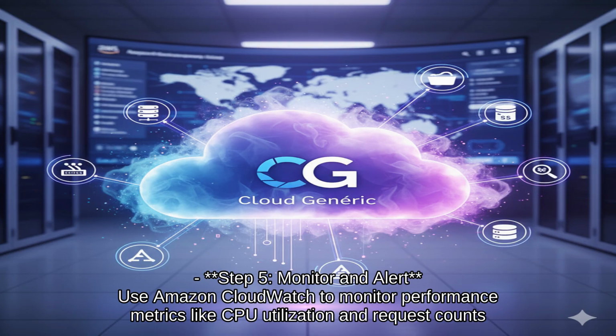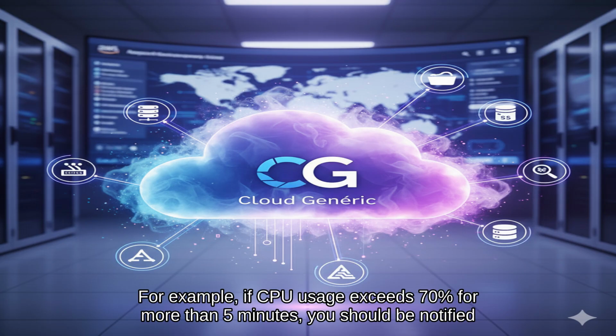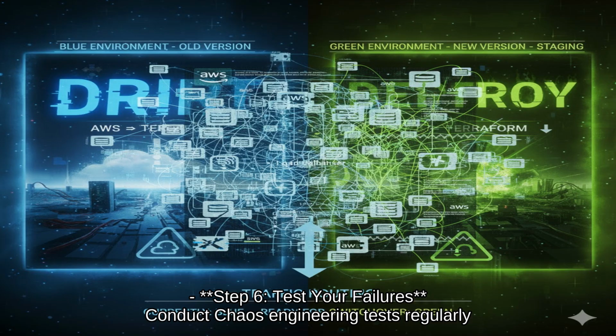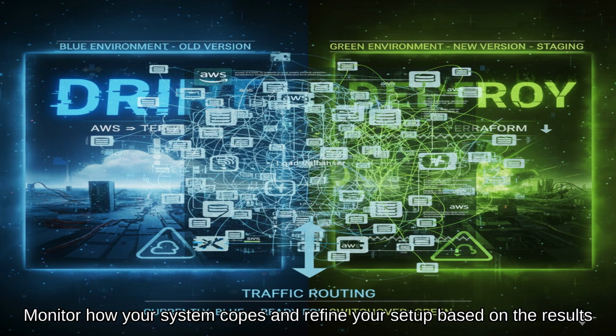Step 5. Monitor and alert. Use Amazon CloudWatch to monitor performance metrics like CPU utilization and request counts. Set thresholds to trigger alerts. For example, if CPU usage exceeds 70% for more than 5 minutes, you should be notified. Step 6. Test your failures regularly. Conduct chaos engineering tests. Tools like AWS Fault Injection Simulator can help simulate failures. Monitor how your system copes and refine your setup based on the results.